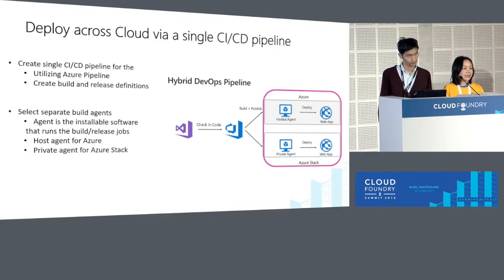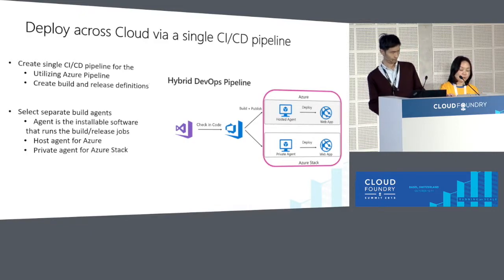And there is a separate agent for Azure and Azure Stack. For Azure, you can utilize the hosted agent, which is a managed agent that automatically scales and updates and runs on Azure. And on Azure Stack, you can have a private agent running on Azure Stack. Then the different agents will execute the same pipeline on the Azure and Azure Stack platforms. So that is the simple process for building a hybrid application between Azure and Azure Stack. Now I will give control to Thomas, and they will build a .NET application running in the hybrid scenario with Azure and Azure Stack.